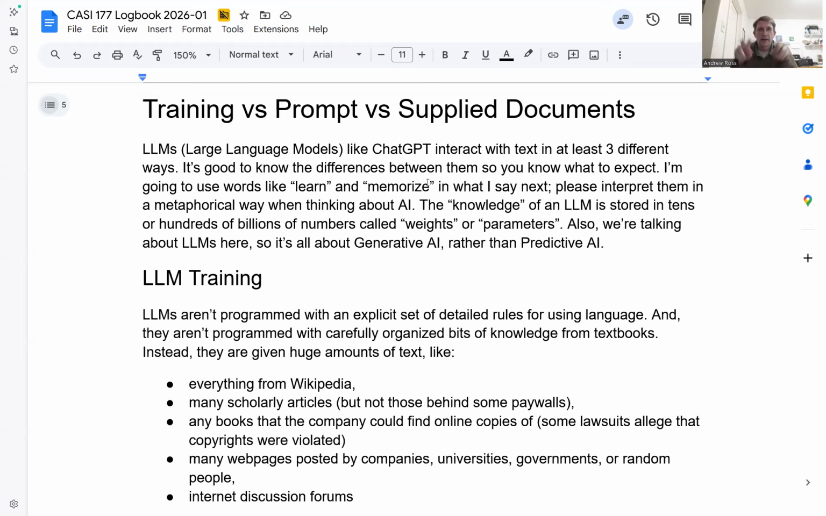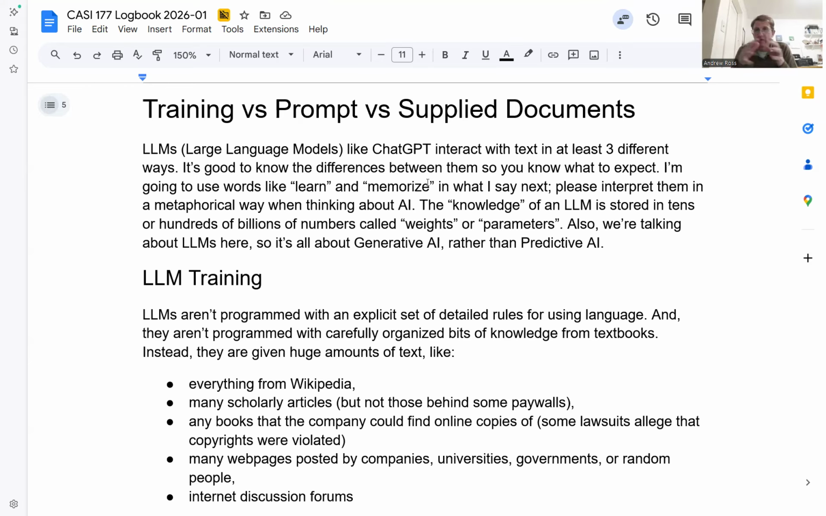I'm going to use words like learn and memorize in what I say next, but it's not exactly the same way, or at all, how humans learn and memorize things. So think of them in kind of scare quotes or metaphorical ways. The knowledge of an LLM is stored in like 10 billion different numbers or 100 billion different numbers, sometimes a trillion different numbers that are called weights or parameters. How does that actually work in storing the knowledge? In some sense, nobody really knows.